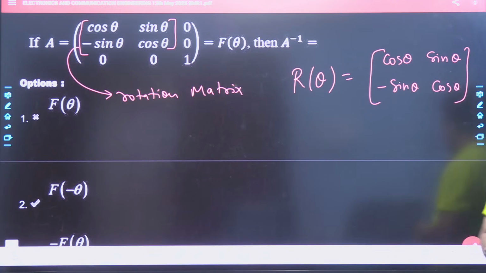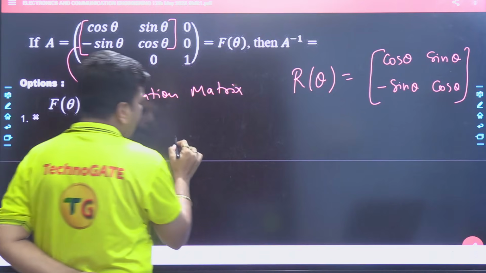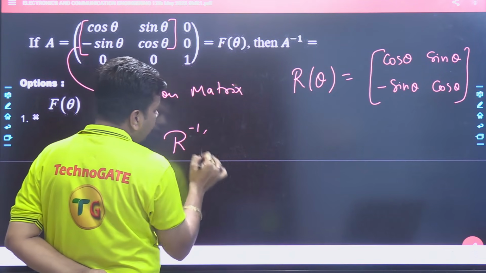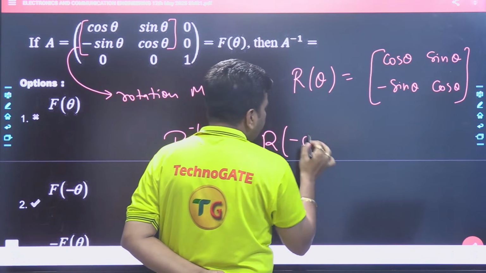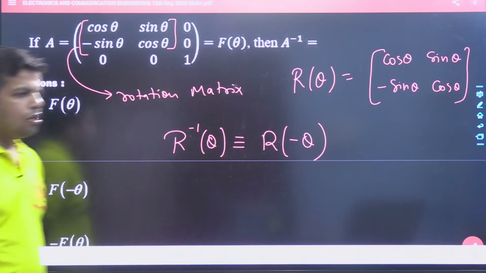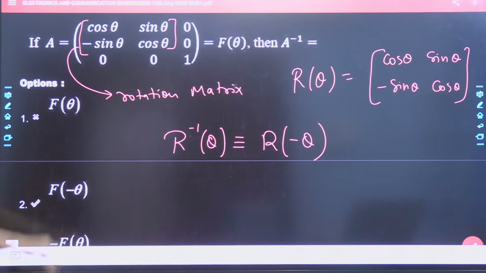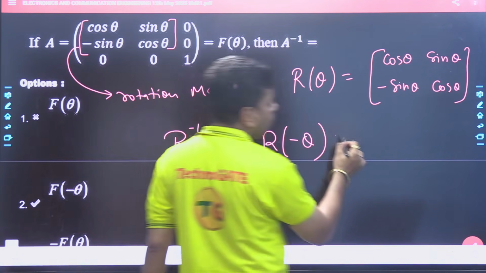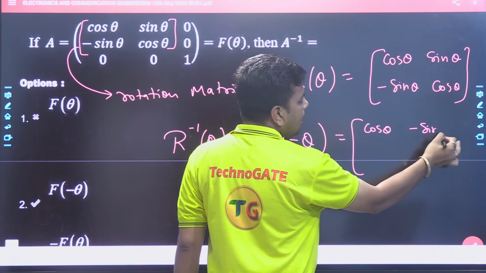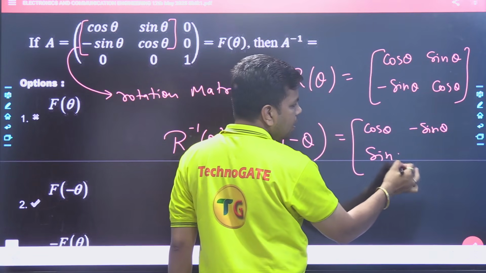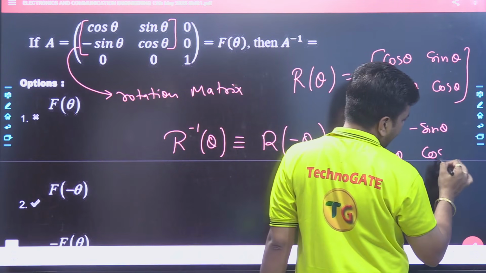For the rotational matrix R theta, we can say that when we take the inverse of that rotational matrix, it is equivalent to R of minus theta. That is the property of the rotational matrix. It is simply cos theta, minus sin theta, cos theta, minus sin theta, cos theta, like that.